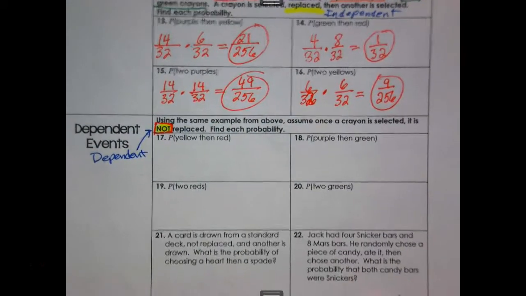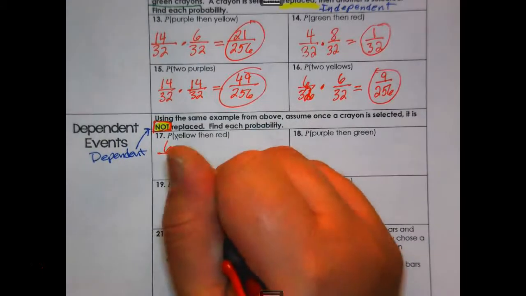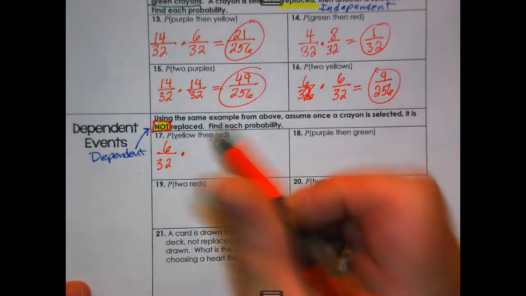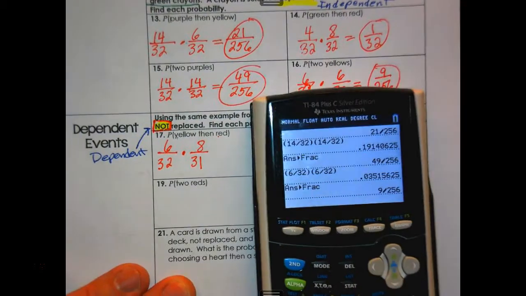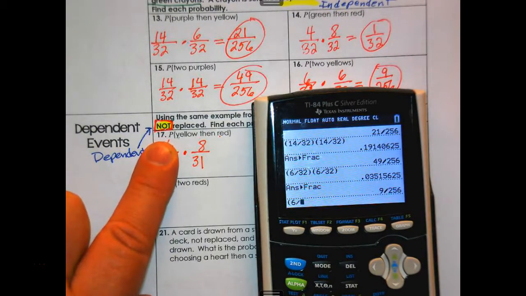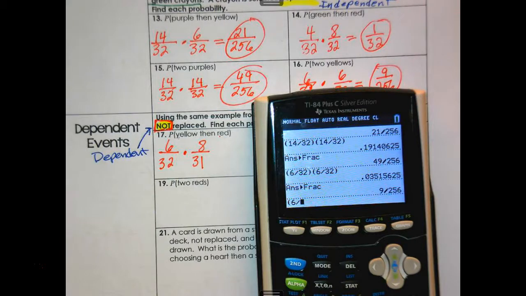Okay, number 17. Probability of yellow, 6 out of 32, times probability of red. 8 out of how many? That's right, 31, because we didn't throw it back in. We kept this crayon out. Because we pulled one crayon out, we kept it out, then we're pulling another crayon. Okay. 3 out of 62.